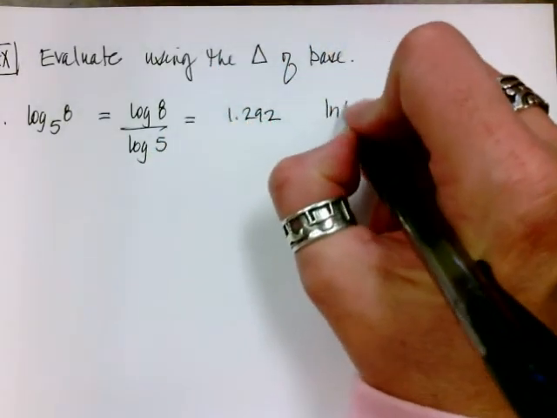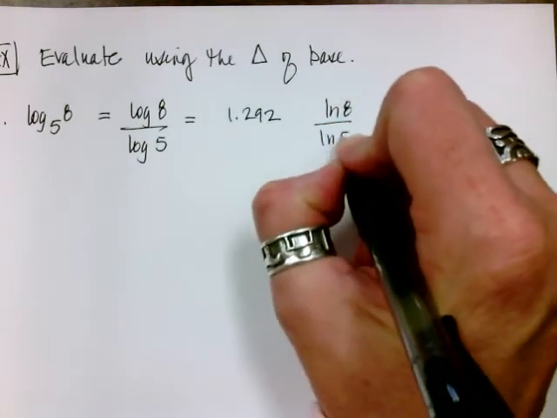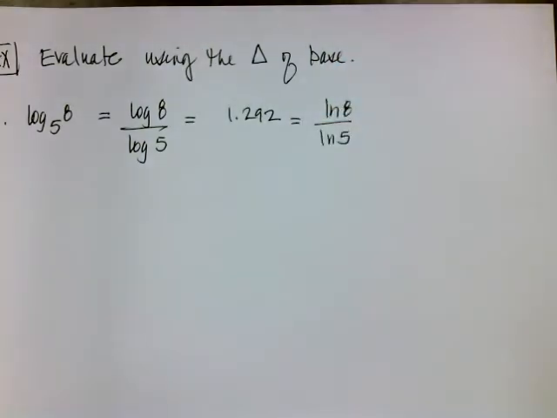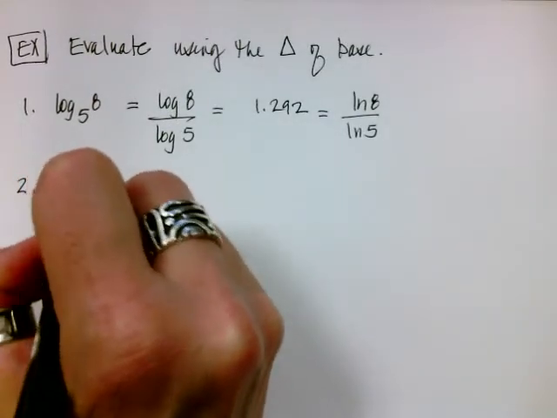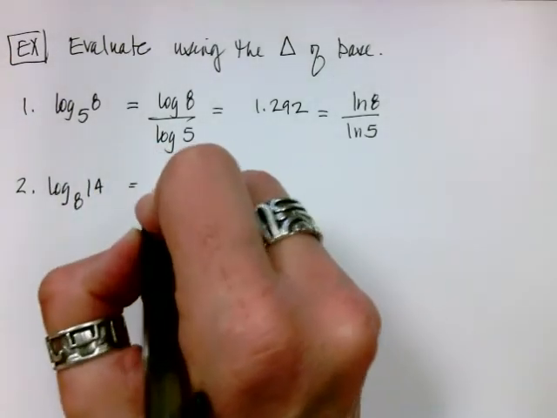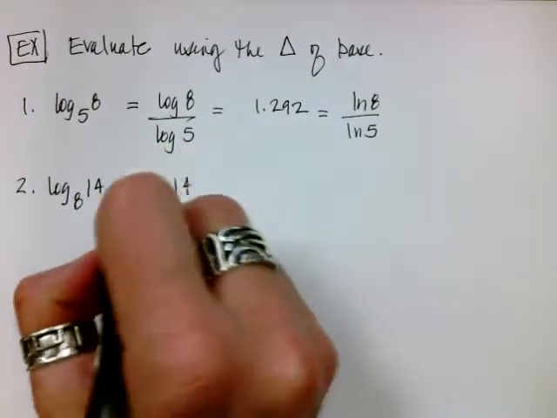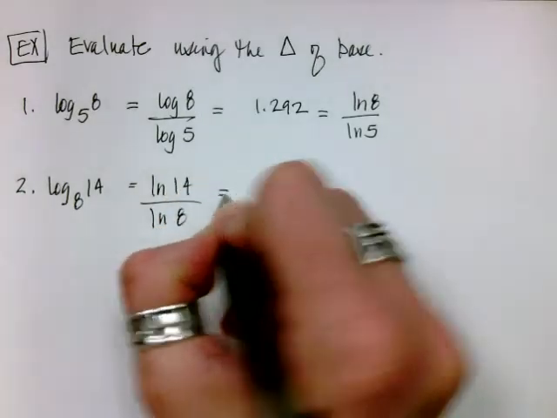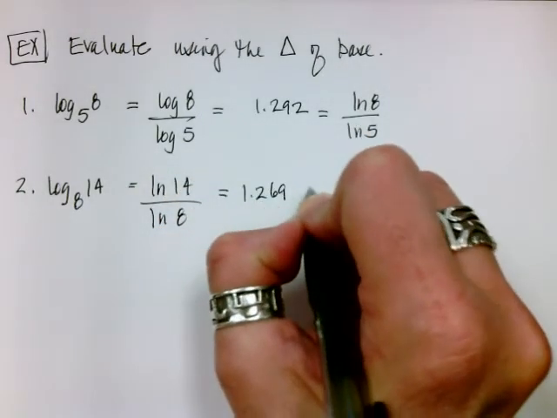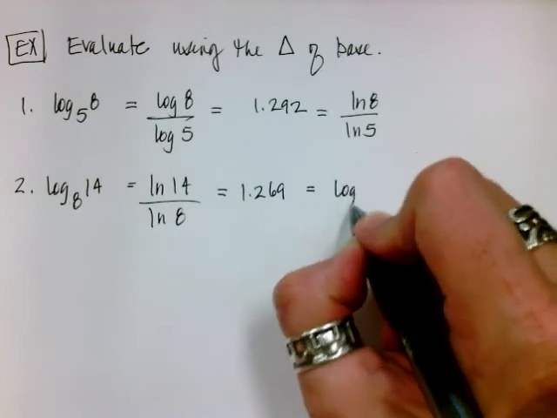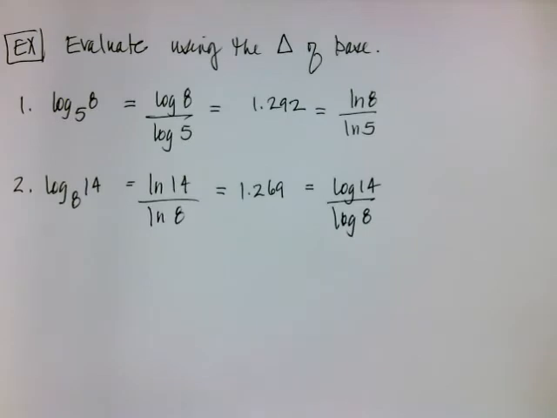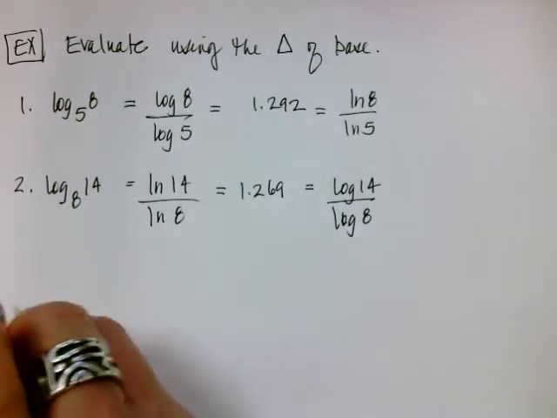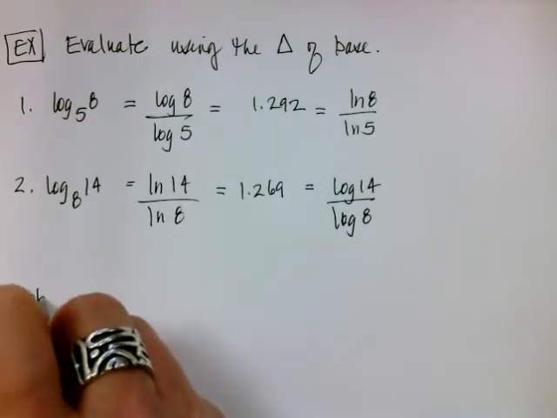If you decided to do the natural log of 8 divided by the natural log of 5, you'd get the same answer. Okay? The second example is going to be the log base 8 of 14. And again, this time I'll start with the natural log, divide by the natural log of 8, and I would get 1.269, which would give me the same answer if I had done the log of 14 divided by the log of 8. So the change of base formula is actually a pretty slick little formula, because it allows you to solve things that your calculator is not programmed to do. All right, let me give you your problems.